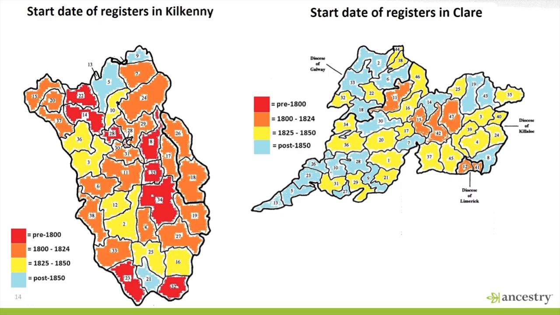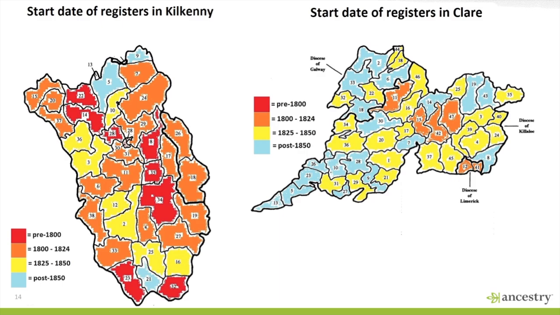Broadly we can say as well that in urban areas the registers will start earlier than in rural areas. So I picked out two counties here. On the left we can see County Kilkenny, and on the right we can see County Clare. Basically the brighter the colour, the reds and the oranges, means that the registers in those parishes started at an earlier date.